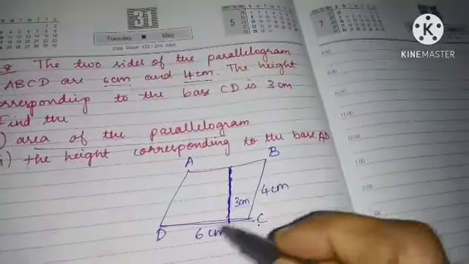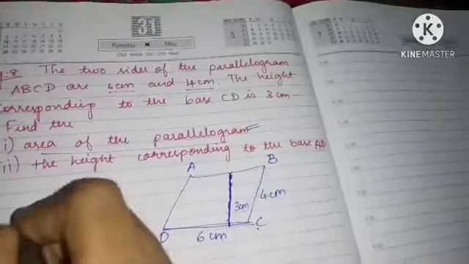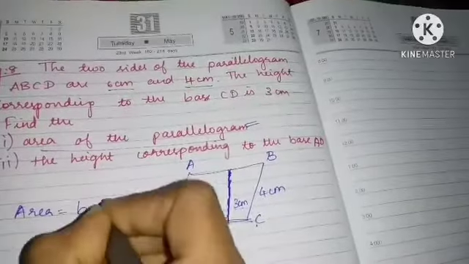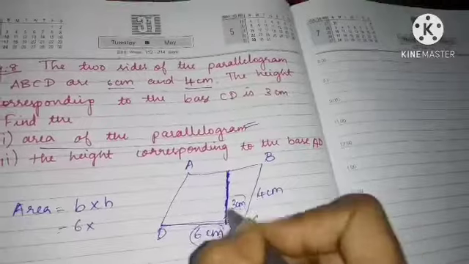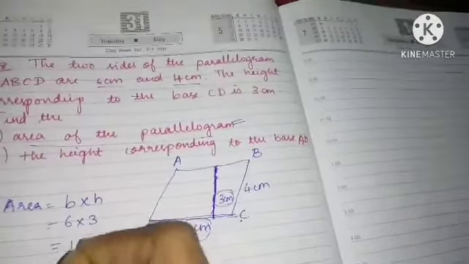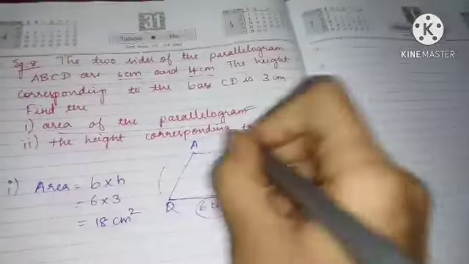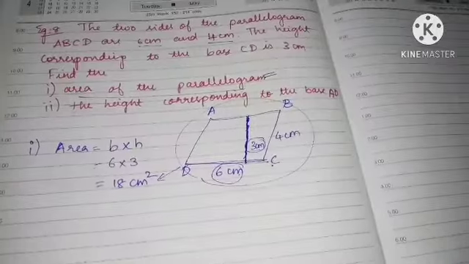Then find the area of the parallelogram. So using this base and height, you can find the area of the parallelogram. So what is the area of the parallelogram, children? Area of the parallelogram is equal to base into height. What is base actually? 6. Height is 3. 6 3s are 18 centimeter square. So I got the area of the parallelogram as 18 centimeter square.